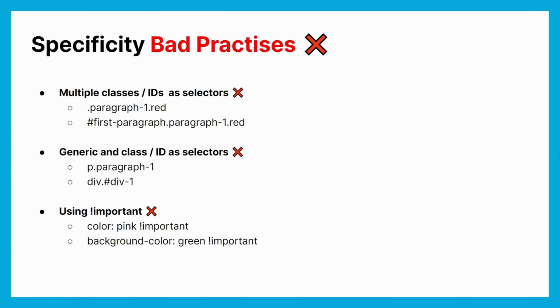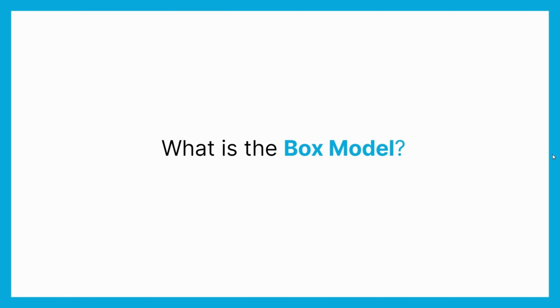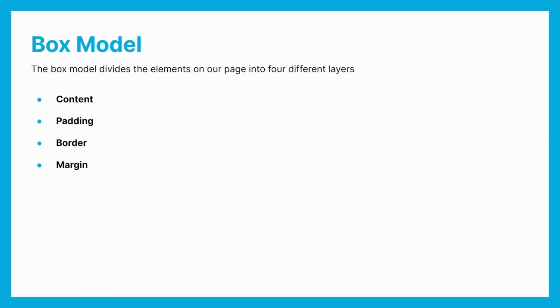With that being said, it's time to move on to our next topic, which is going to be the box model. Now, what exactly is the box model? Well, the box model divides the elements on our page into 4 different layers. So every single element on our page, the divs, the paragraphs, the H1s, they're all made up of 4 different layers. The order is actually pretty important: content, padding, border, and margin. So again, each and every single element on our page is made up of content, padding, border, and margin.